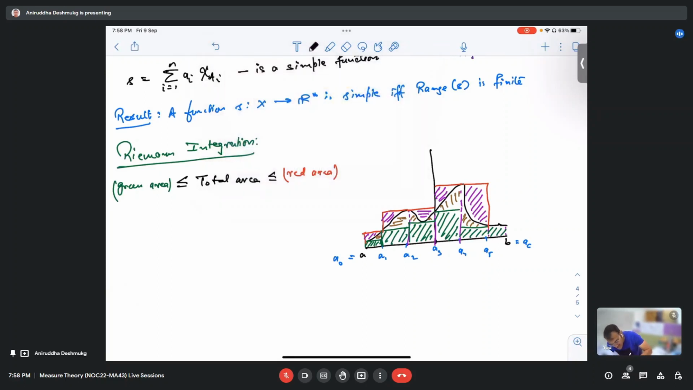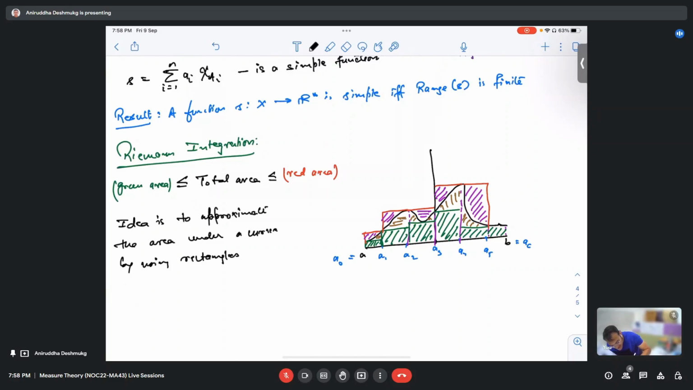So the idea is to approximate the area under a curve by using rectangles from below and from above.